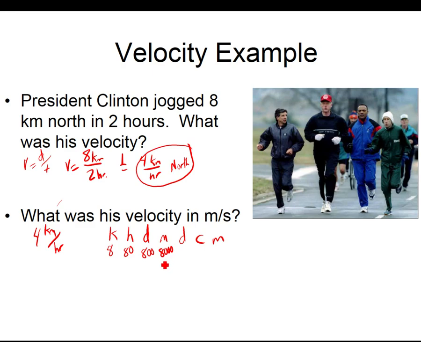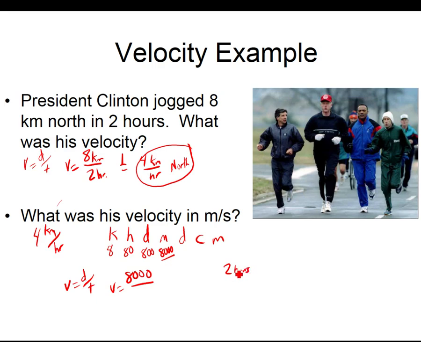Okay, so 8 kilometers is the same as 8,000 meters. So we had velocity equals distance divided by time. So velocity equals my 8,000 meters over my time. Well, what is the time in seconds? It was 2 hours. Okay, so we had 2 hours. How many seconds is that?